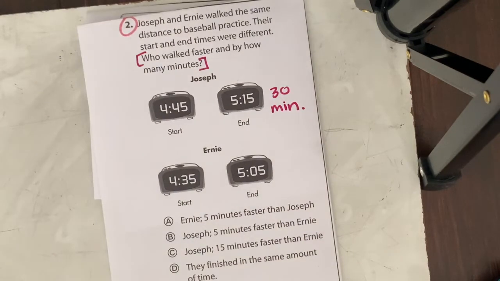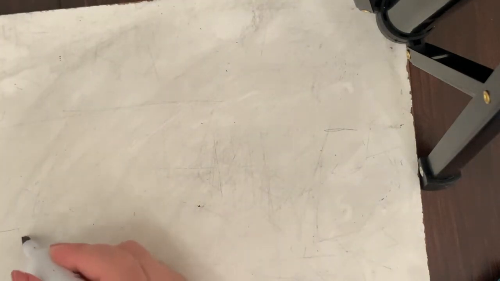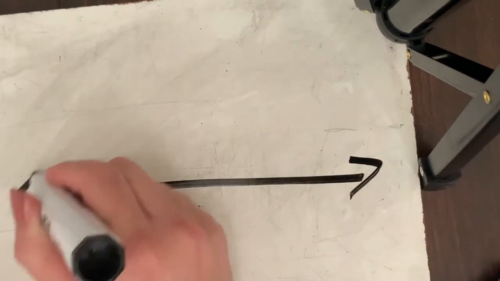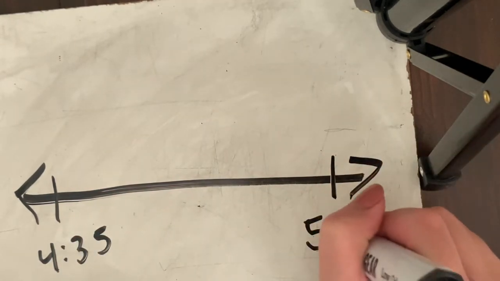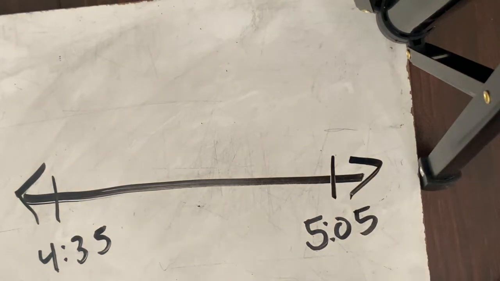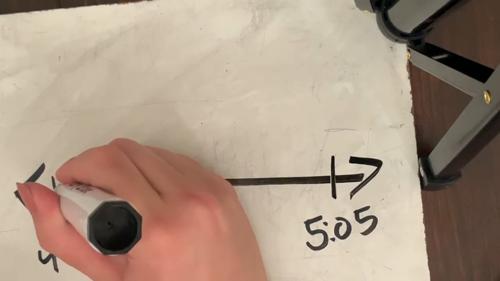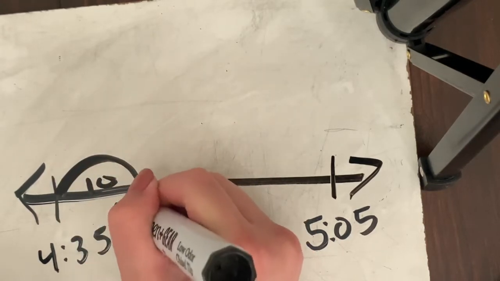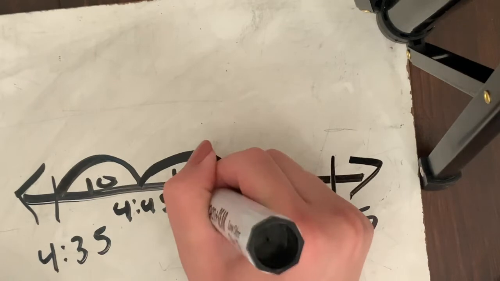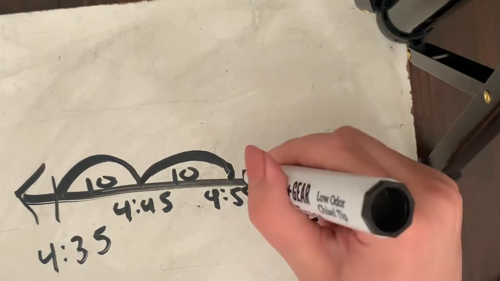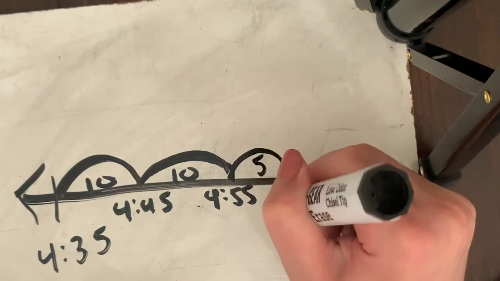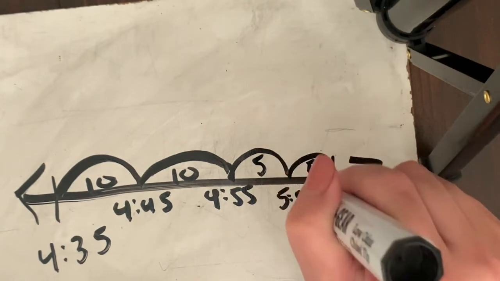Now I need to figure out how fast Ernie walked to baseball practice. So I'm gonna draw my number line again. Ernie started at 4:35 and ended at 5:05. Again, I can't do an hour jump because 4:35 plus an hour would be 5:35, and that's past my end time. So I'll do my next best thing, which is 10 minutes. That's 4:45, 4:55. Then you might want to do a 5-minute jump because we're getting close to 5 o'clock, and then another 5, and I'll be right at 5:05.